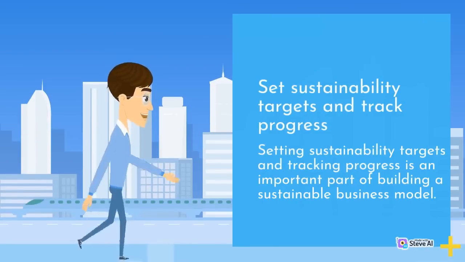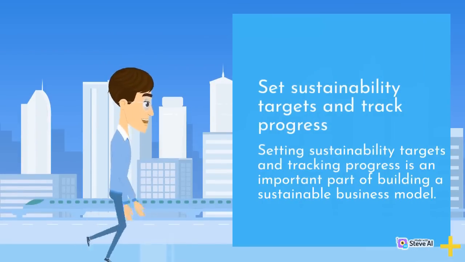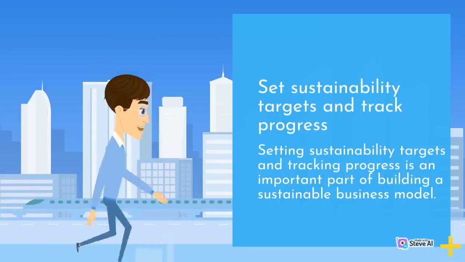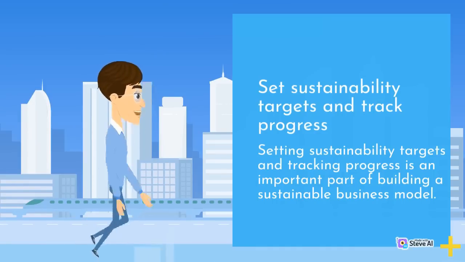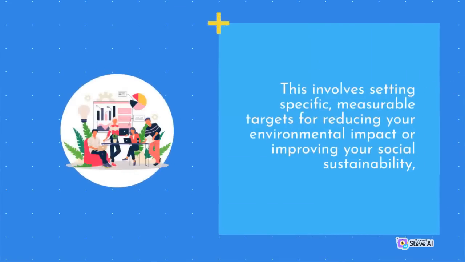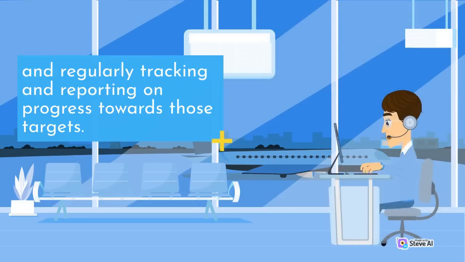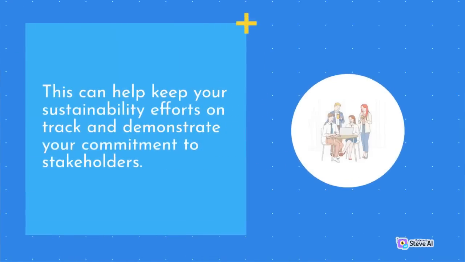Set sustainability targets and track progress. Setting sustainability targets and tracking progress is an important part of building a sustainable business model. This involves setting specific, measurable targets for reducing your environmental impact or improving your social sustainability, and regularly tracking and reporting on progress towards those targets. This can help keep your sustainability efforts on track and demonstrate your commitment to stakeholders.